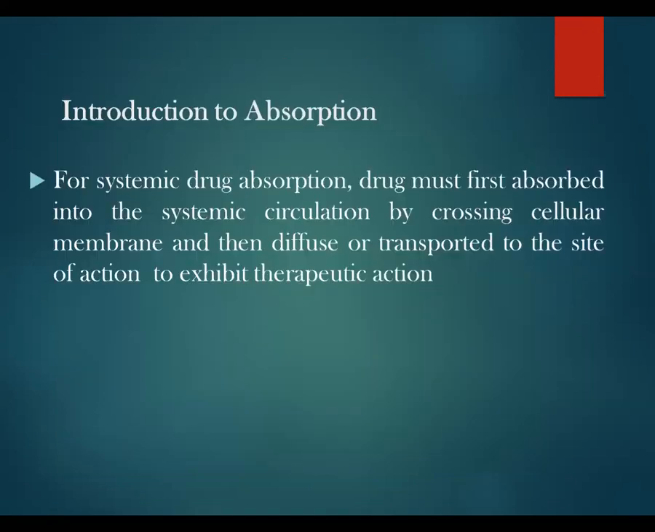So for any therapeutic action to be exhibited by the drug molecule, the drug should reach the systemic circulation by the absorption process. Again, this depends on the route of administration. Since we are talking about the absorption chapter, the oral route is the major route of administration, and in the oral route, absorption is the first step. So absorption by default comes in oral administration. For a drug to reach the systemic circulation, absorption of the drug should happen first, and then from the systemic circulation it is transported to different parts, to the site of action, to exhibit the therapeutic action.